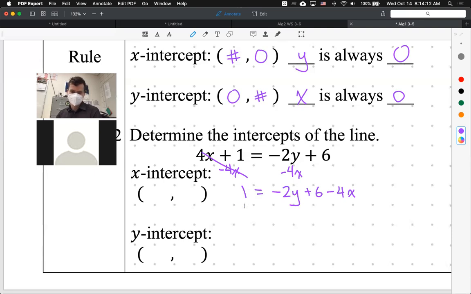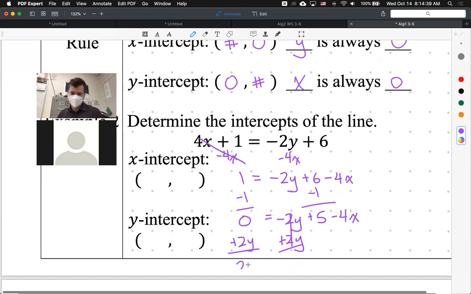So minus 1 on both sides. Minus 1, minus 1. And when I do that, I get 0 now is equal to negative 2y plus 5 minus 4x. You mean add 2y on both sides? Yes. So if we add 2y on both sides, now I have 2y on the left is equal to 5 minus 4x.